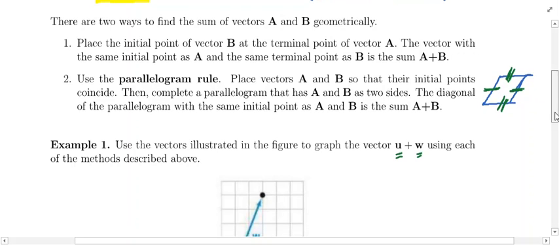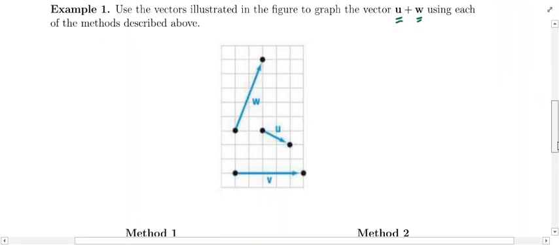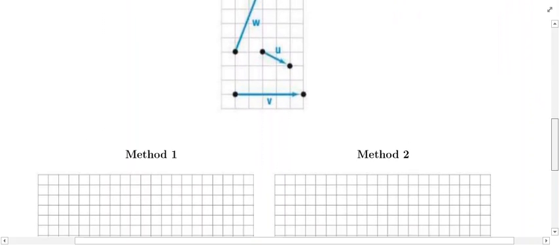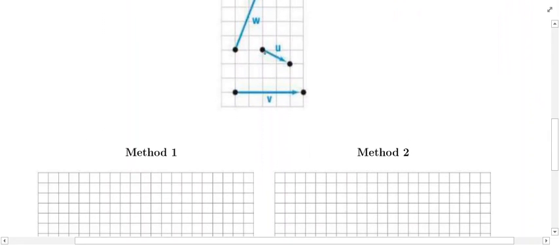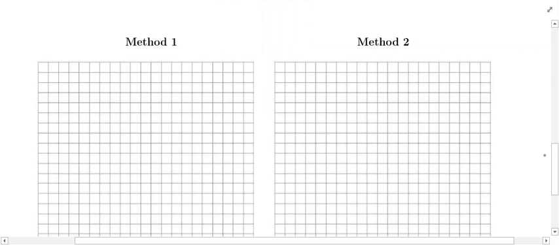The first thing I would do is graph out vector u. When I look at vector u, I've got to make sure it has the same magnitude and the same direction. Remember, we count boxes to do this. Here's my initial point. I need to go down 1, right 2. That's how I'm going to get vector u. It doesn't matter where you start. I'm probably going to start in the same place on both boxes so we can compare the results.